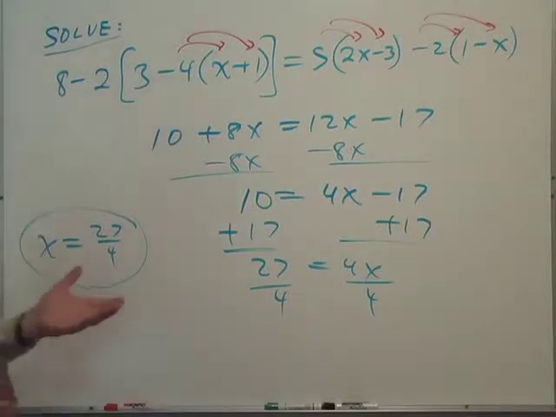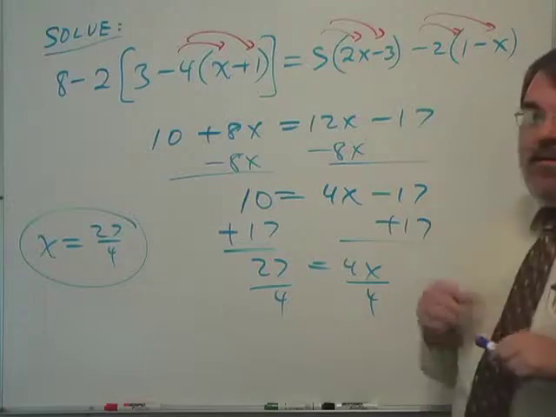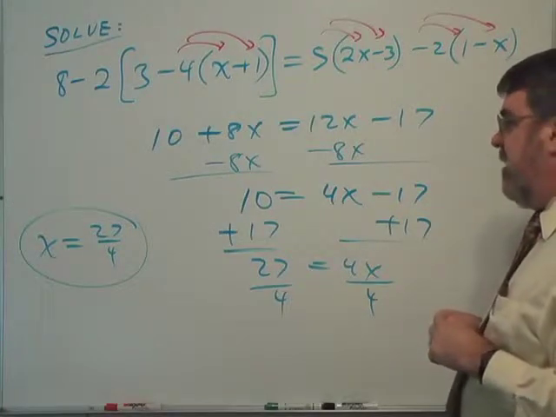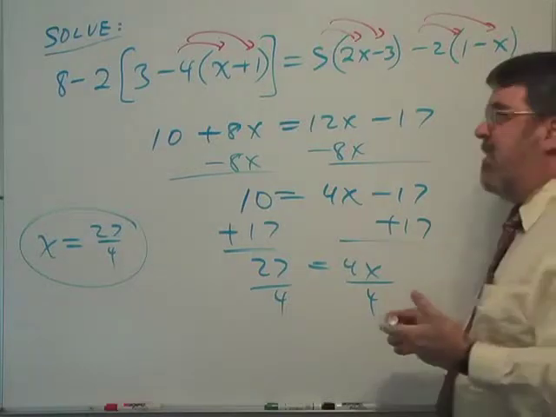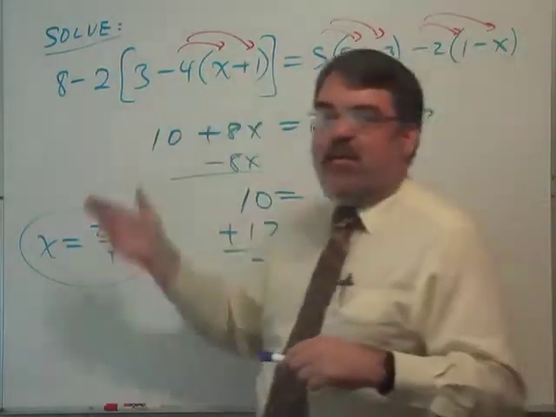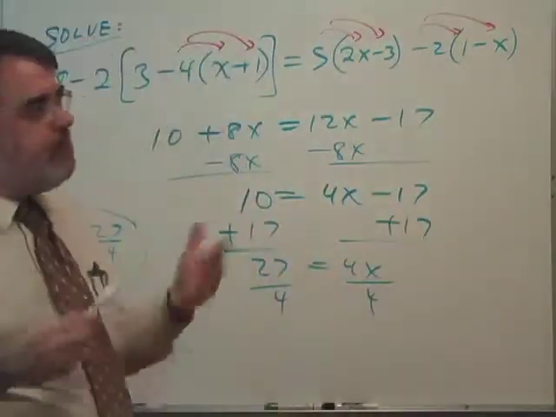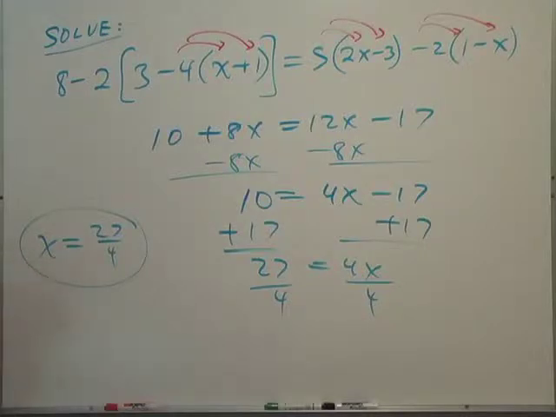Although I haven't checked it. This one actually would be pretty easy to check on a calculator because 27 fourths is 6.75 exactly. So you could plug 6.75 into the calculator here and see that both sides are equal. It's a little more work to plug the actual fraction in and work it out, and that's okay too. But there we have the answer.